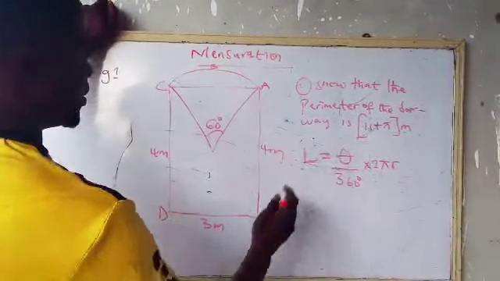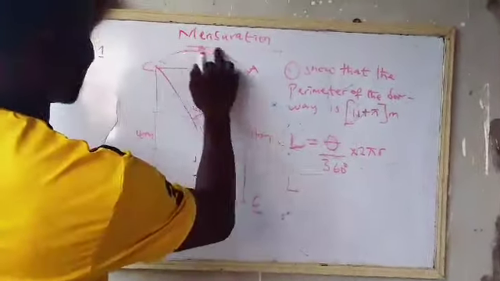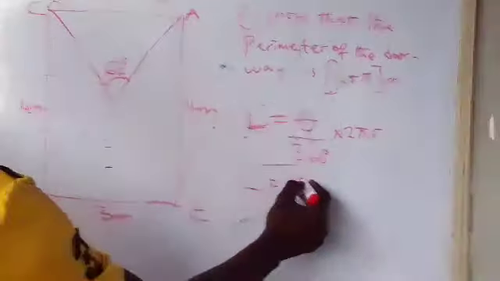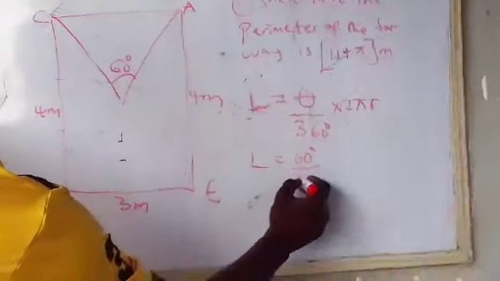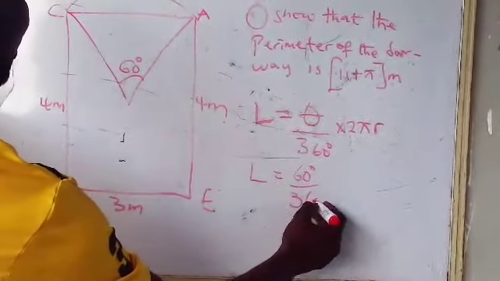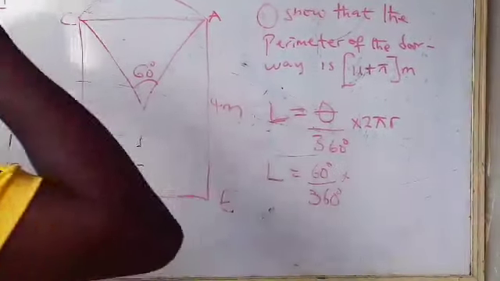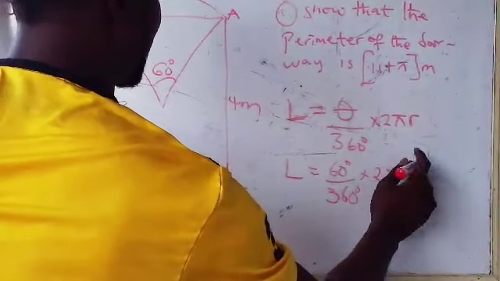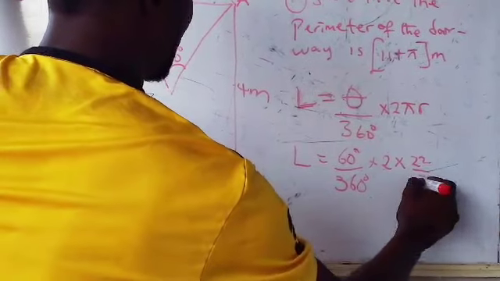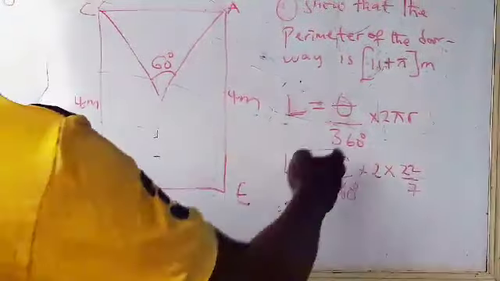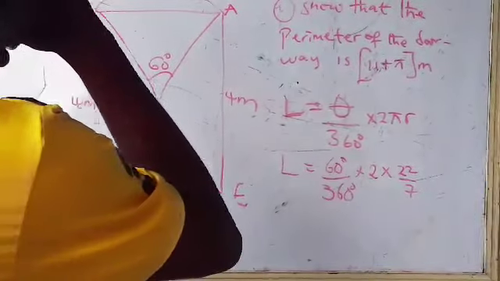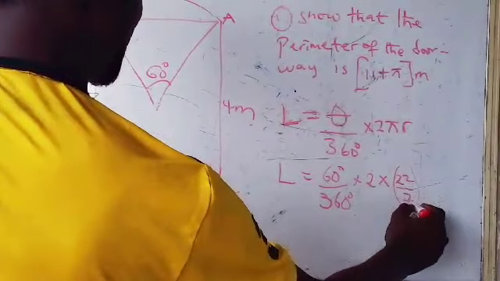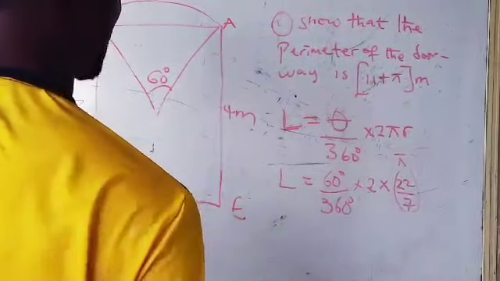So now, if you have to find the length of this arc, it will be theta, which is this angle here, which is 60 degrees, over the total angle in a circle, which is 360 degrees, times 2 times the value of pi. The value of pi is 22 over 7, but we can choose to leave it as pi because according to what we see here, pi is one of the things we are going to need. So instead of converting our pi to 22/7, we can just leave it as pi.